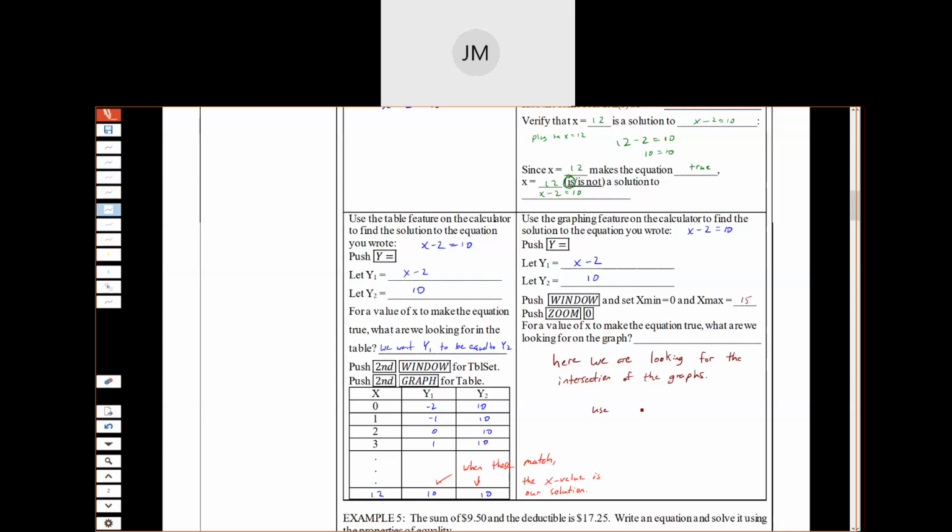Okay, so what we did is we hit second and calculate. And we went to that intersect button. Okay, to find the intersection. Okay, let's look at another example.